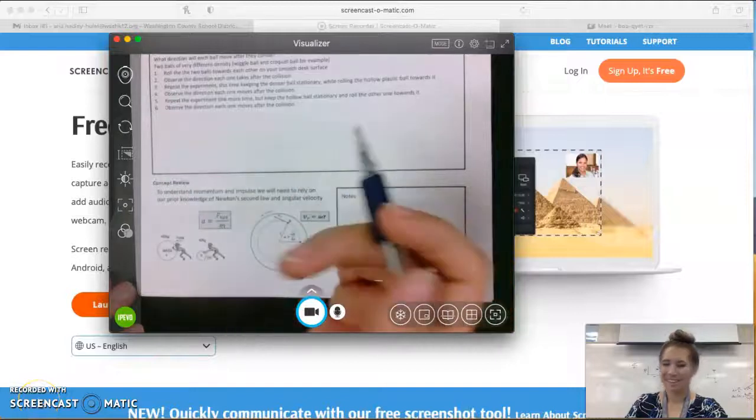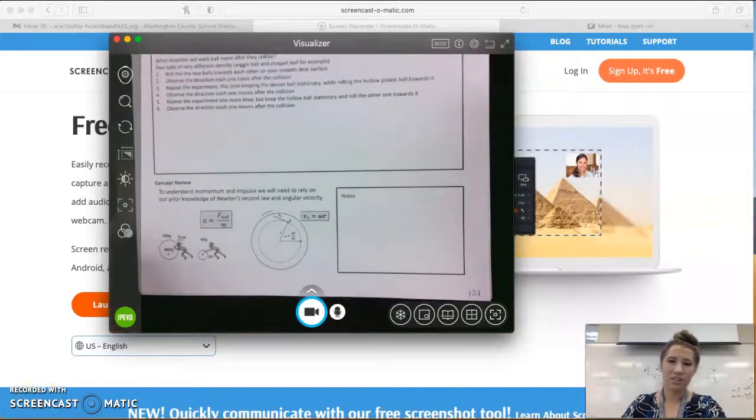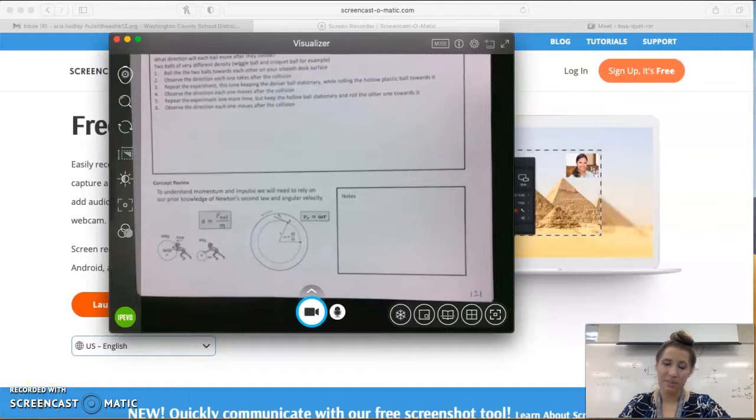Hello everyone. We're going to start our new unit, and we're going to be talking about momentum. Today we're going to introduce the idea of impulse. Okay, so pull out those guided notes.